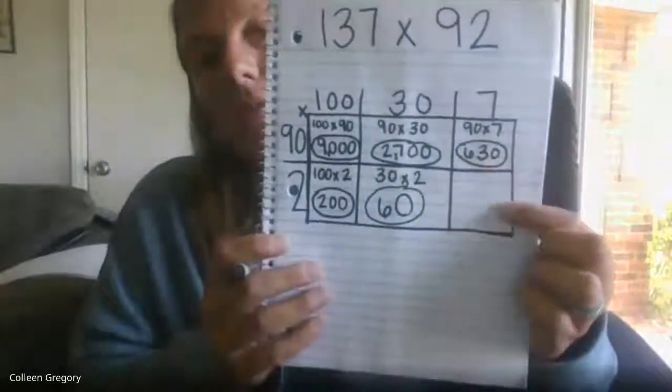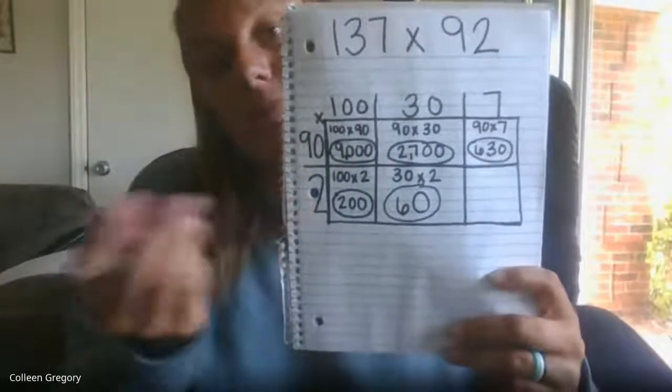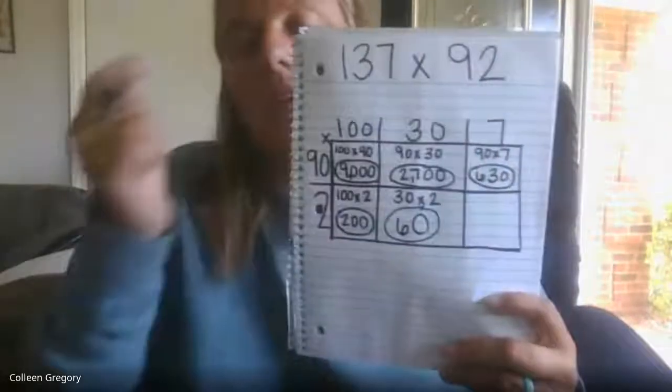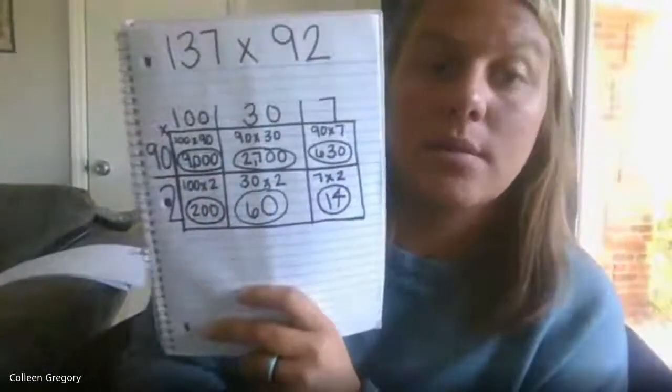Okay. Last box. Woo, last box. Now, this one's pretty simple because all I'm doing is multiplying a 1 digit by a 1 digit number. So I have 2 times 7. And we know, I'm going to write 7 times 2. And we know 7 times 2 is 14. So I'm going to circle that number. Now, my whole entire area model box is complete.